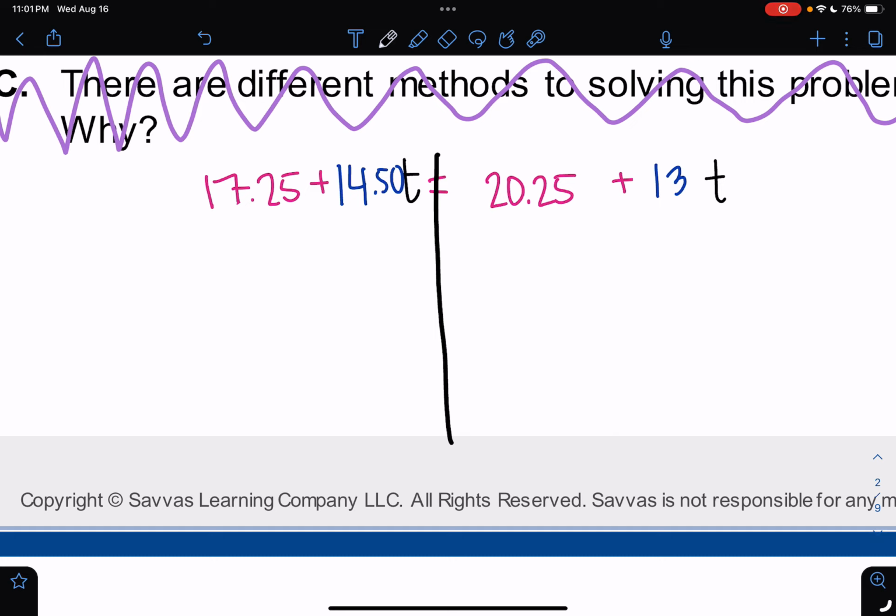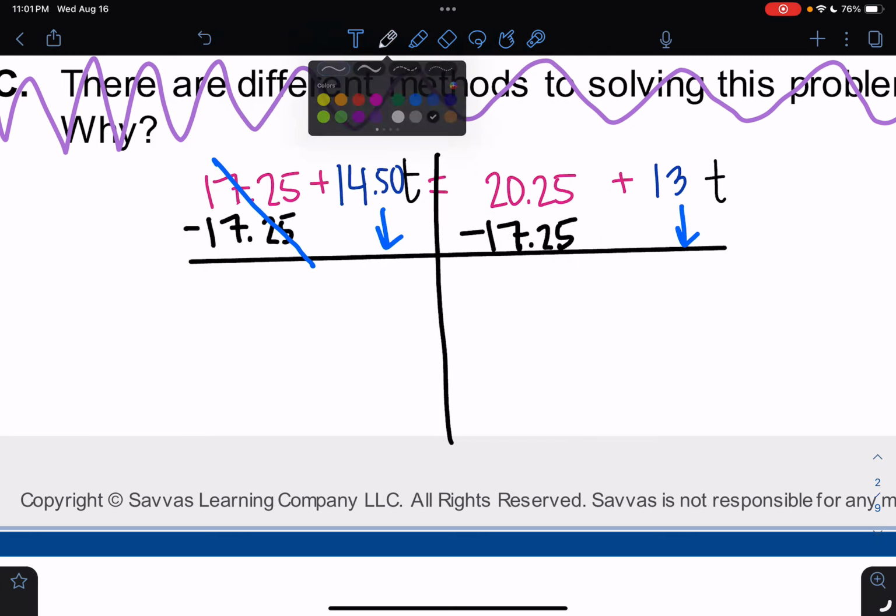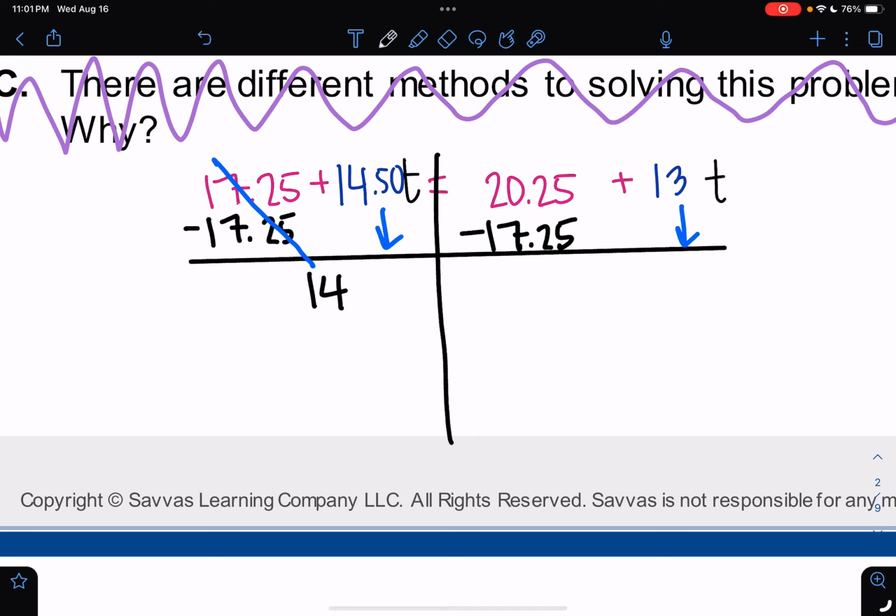All right, so I'm going to first move my decimals or my constants. So I'm going to move them together. I'm going to move the 1725 over to the right side. And in order to move it, I'm always moving the opposite. All right, so when I do that, I'm going to cross out what cancels, and I'm going to drop down what I have not touched. So I've got 1450T is going to equal $3 plus 13T.